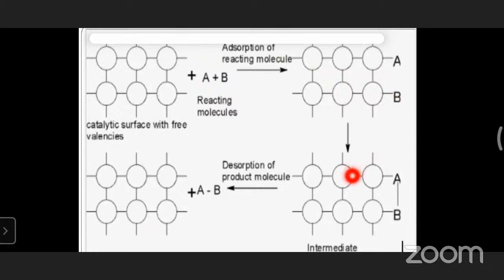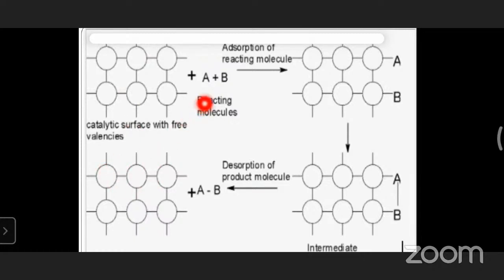In the third step, free valencies are there, along with A adsorbed, one of the reactant molecules, and B adsorbed here. After that, an unstable intermediate is formed with the catalyst, as we discussed in the previous slide. There is a bond between A and B. In the last step, we get the desorption of the product molecule. The bond with the catalyst surface can be broken, and desorption happens. The same catalyst is regenerated, without any change in its valencies, structure, mass or composition.